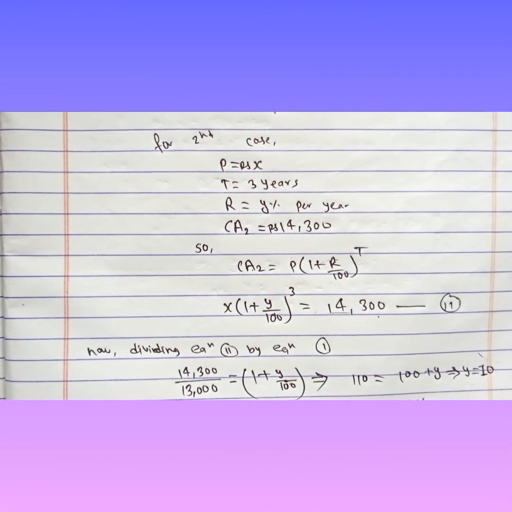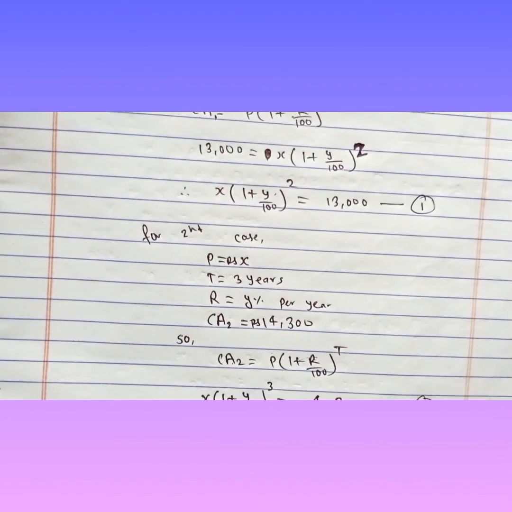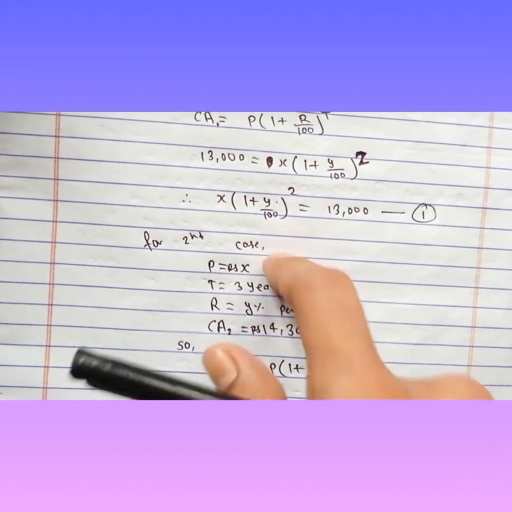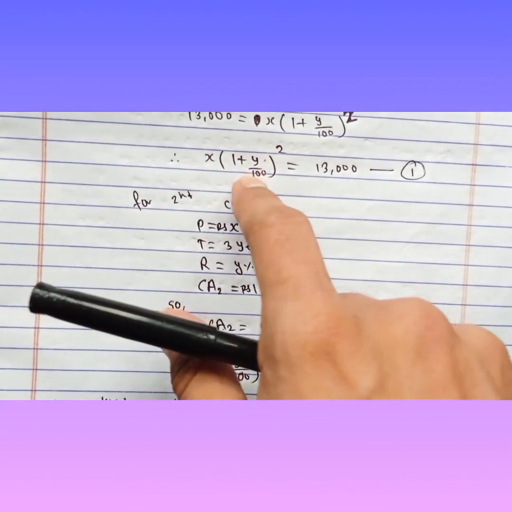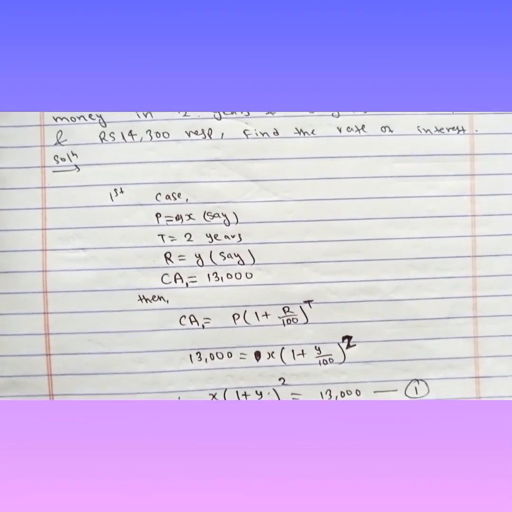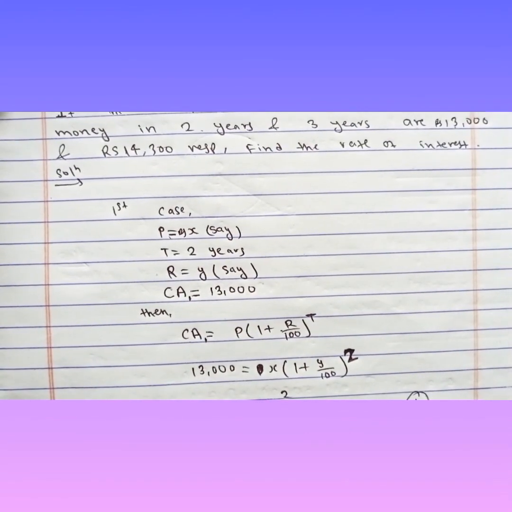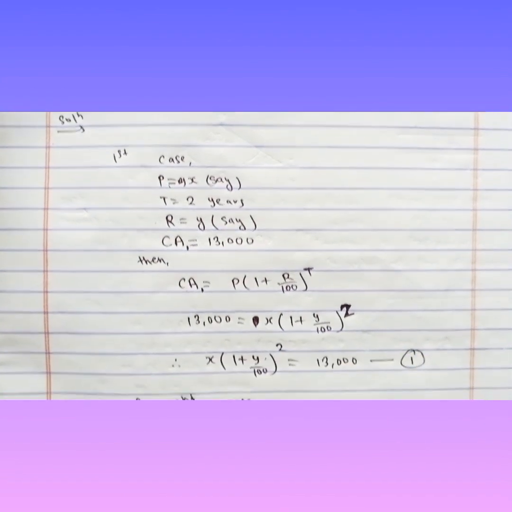But if it is asked to find the principal also, then you can find the principal by putting the value of y in any of these two equations. If you put the value of y, then you can calculate the value of x, that is the principal. And this is the way to calculate the rate of interest and principal if the compound amounts and time are given.